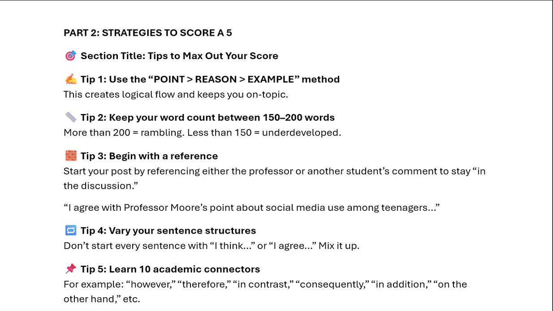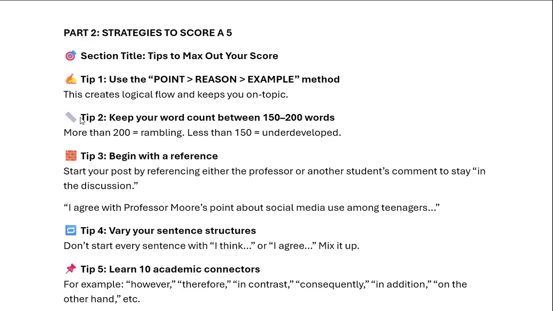Secondly, let's talk about strategies. How do you score 5 points out of 5, or 30 points out of 30? So here are some tips to help you get the highest score possible. Tip number 1, use the point plus reason plus example method. This creates a logical flow and keeps you on topic.